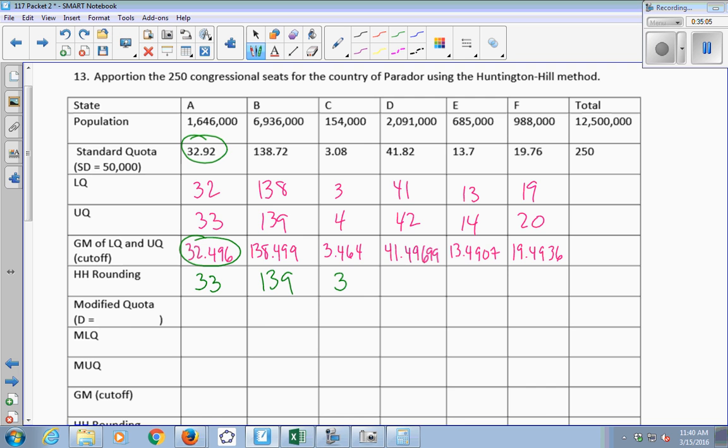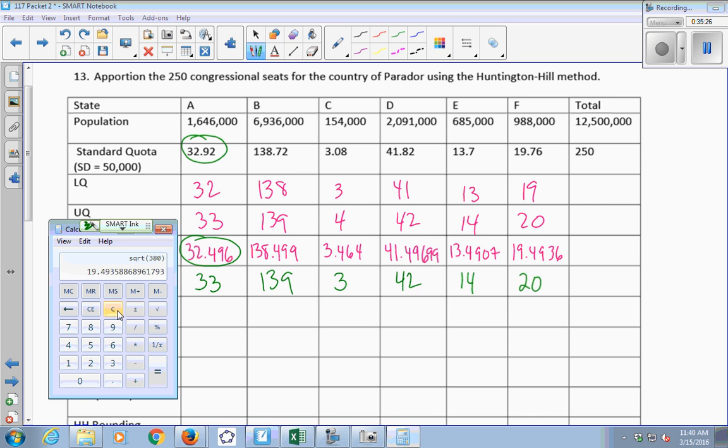41.82 compared to a cutoff for rounding of 41.49. Up. 13.7 compared to a cutoff of 13.49. Up. And 19.76 compared to a cutoff of 19.49. Up. Okay, add those up. Let's cross our fingers that we're at 250. 251.